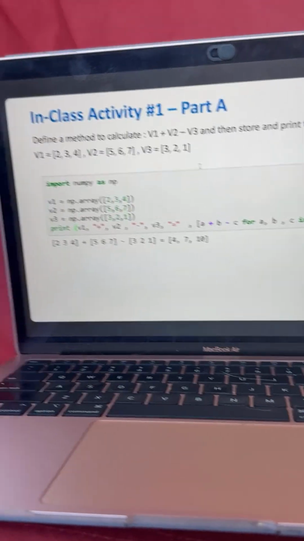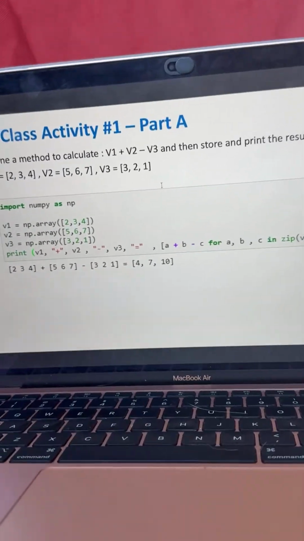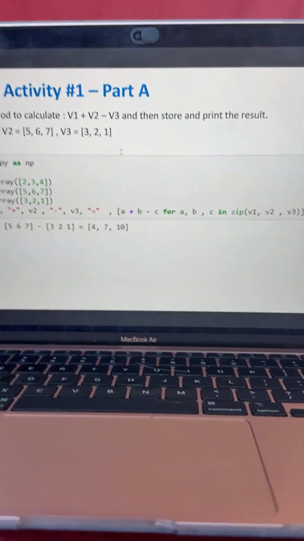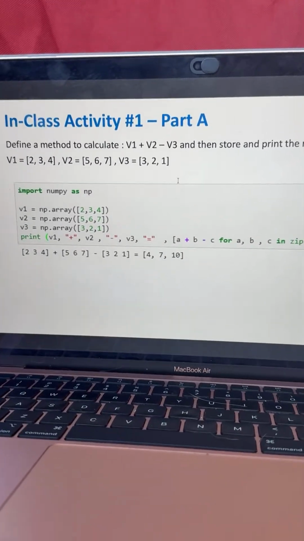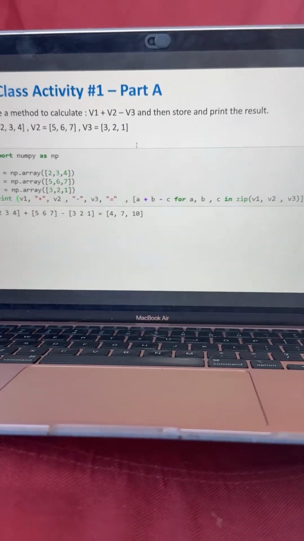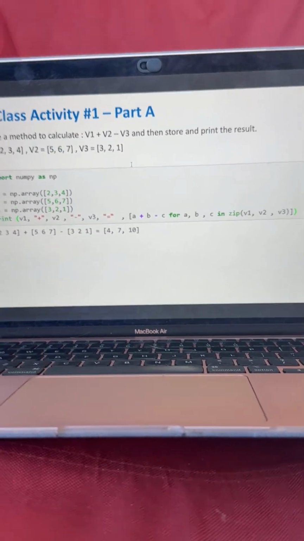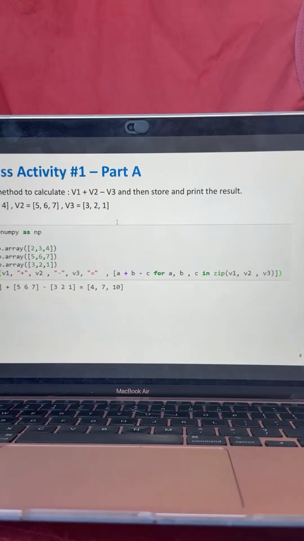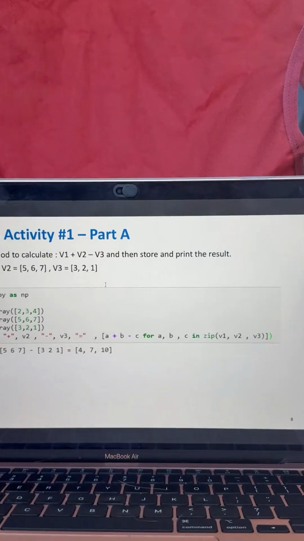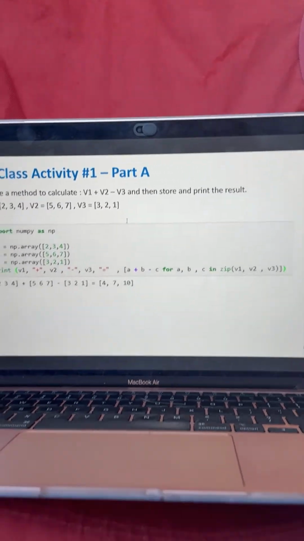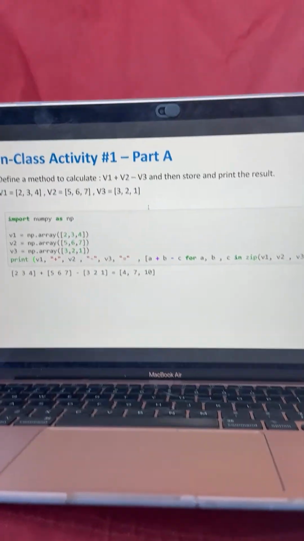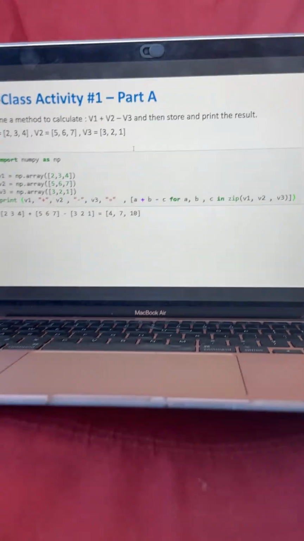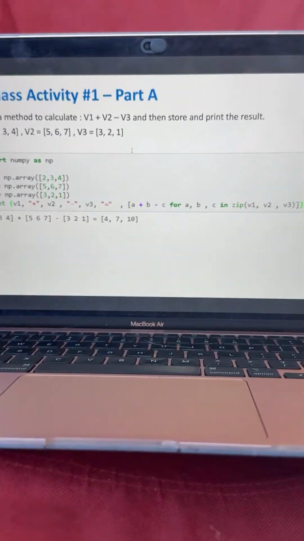So part A, define a method to calculate v1 plus v2 minus v3 and then store and print the results. So the v1 and v2 and v3 are those. And then you define a method to calculate it, that is using addition between the vectors.